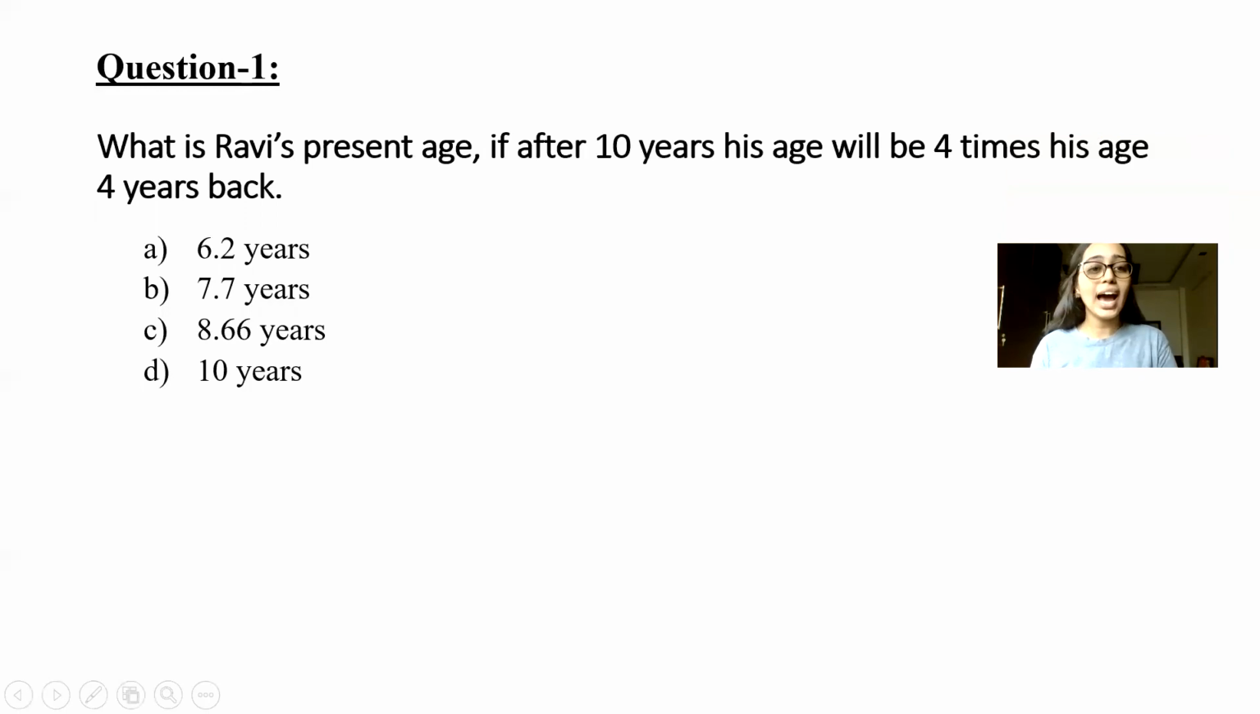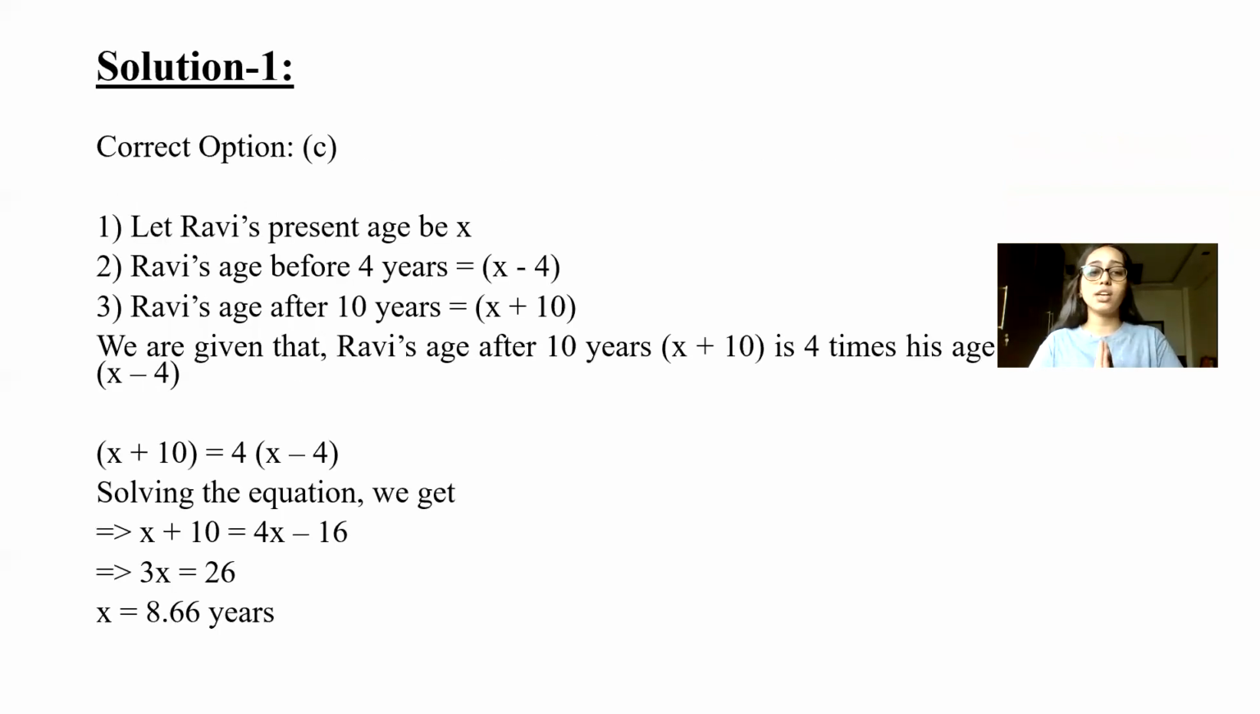The first question is: what is Ravi's present age if after 10 years his age will become 4 times his age 4 years back? I'll go to the solution and explain what the question is trying to say. Here we consider Ravi's age to be x. Ravi's age before 4 years is x minus 4. And Ravi's age after 10 years, going 10 years into the future, is x plus 10.